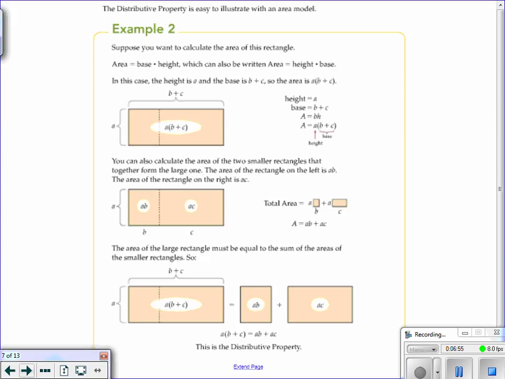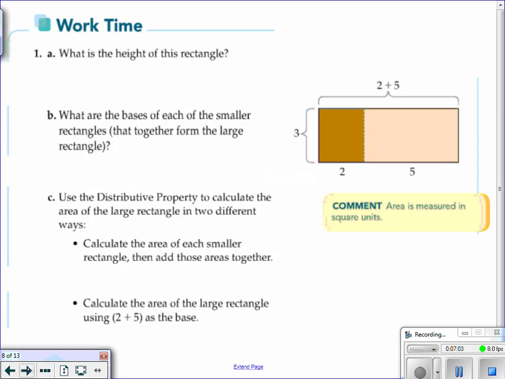Again, here's the example, modeling the distributive property with the areas of the rectangles. In this example, we're looking at the rectangle on the right. The height of it is 3 units. For part B, we're just identifying the length of the bases of each of the smaller rectangles. So one is 2 units and one is 5 units.